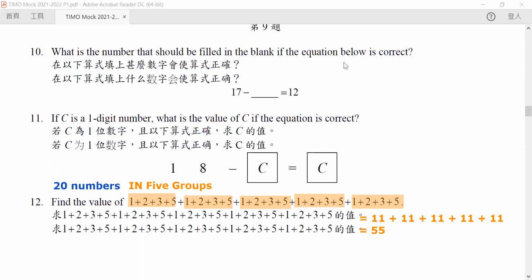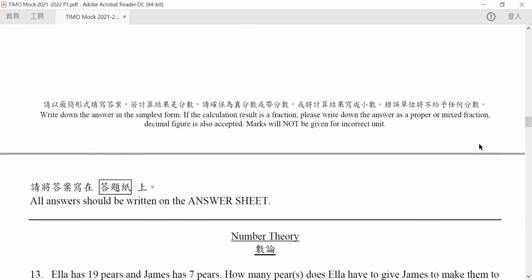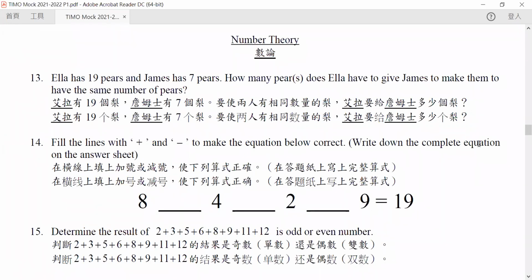Okay, so let's go to our next question. Now we come to the next topic, which is number theory. Number theory is all about integers. Although I would like to caution you that it is unlike the final topic, which is combinatorics. This counting is always about primes, it's about all the special numbers, okay?